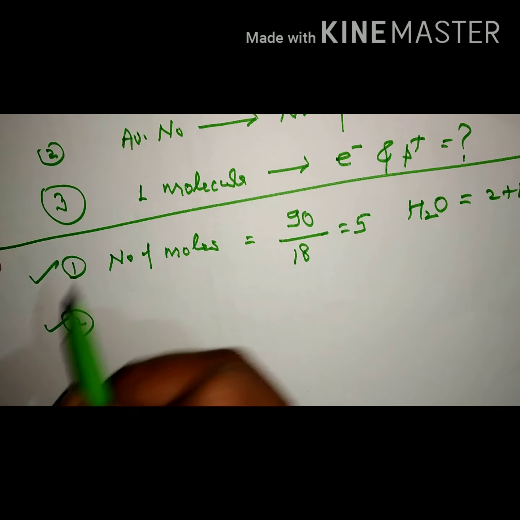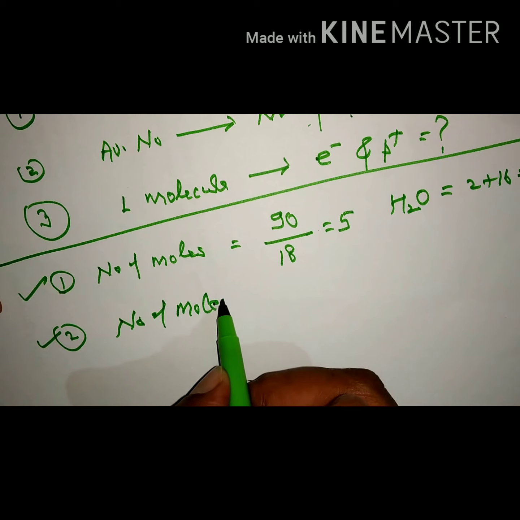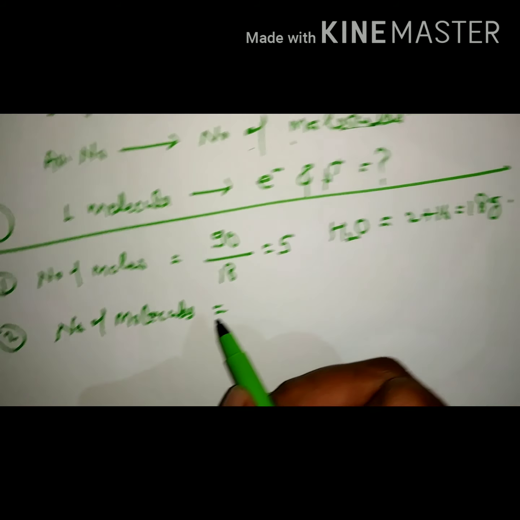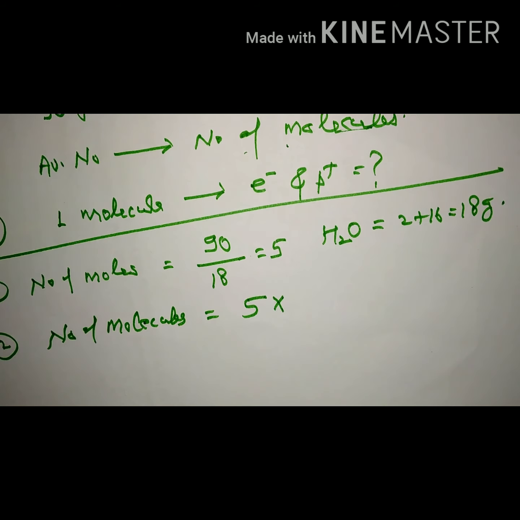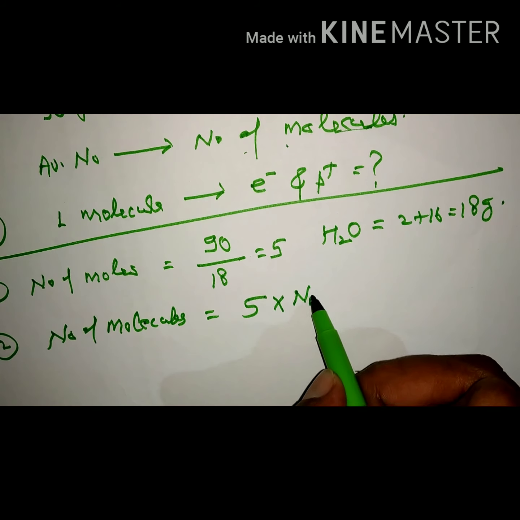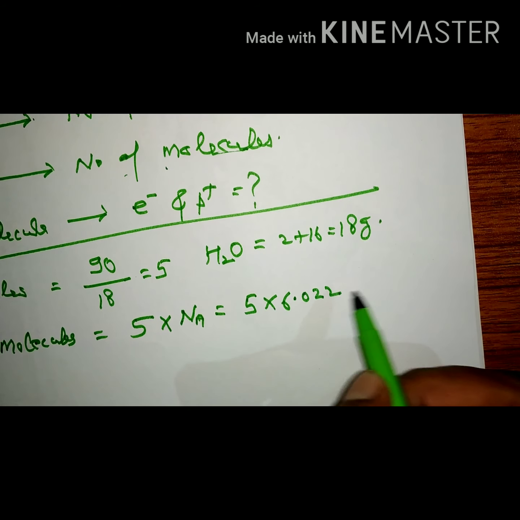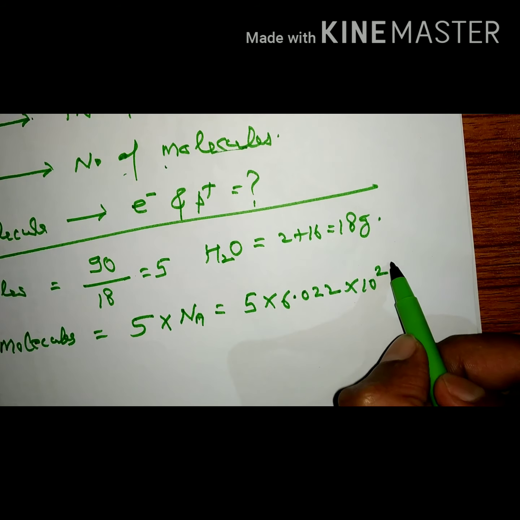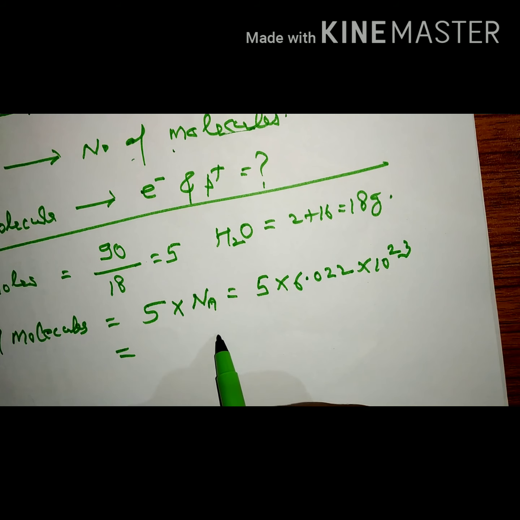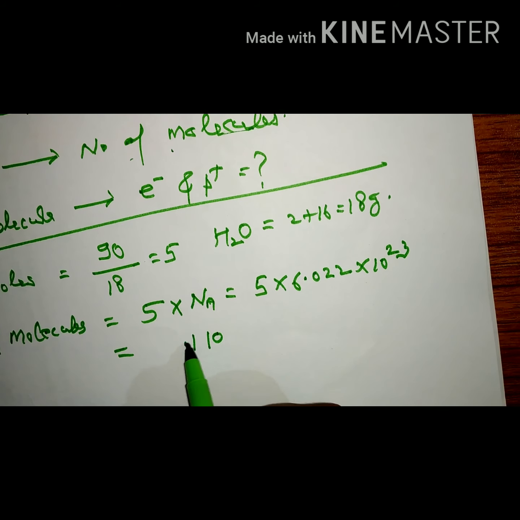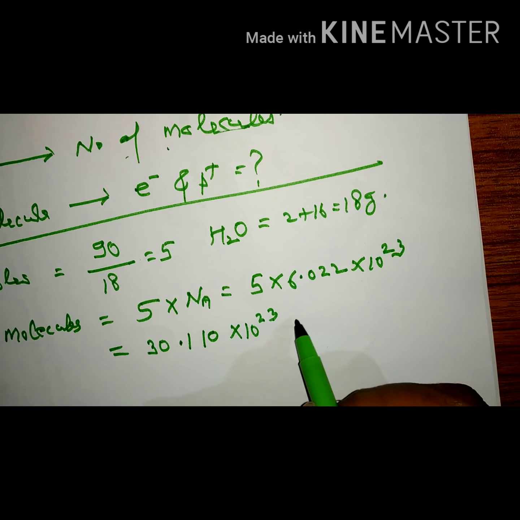Second, how many molecules are there? Number of molecules equals 5 moles of water times Avogadro number, that is 5 into 6.022 into 10 to the power 23, that is 30.110 into 10 to the power 23 molecules we have.